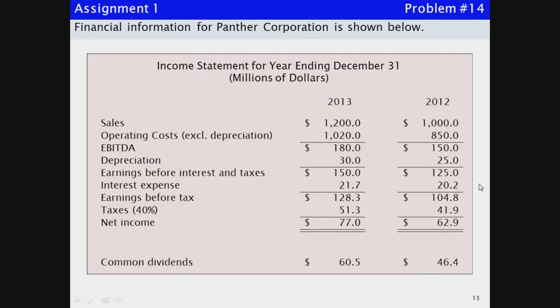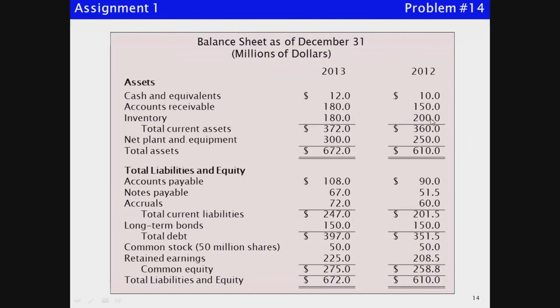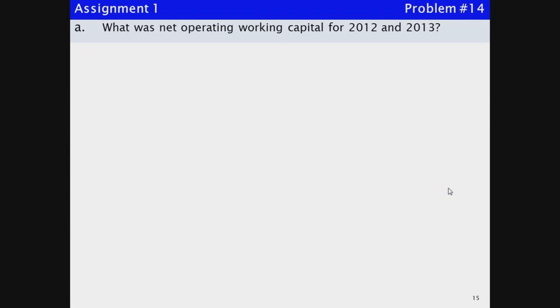Number 14. Financial information for Panther Corporation is shown below. We have everything again in millions of dollars. We have the income statement for 2012-2013, and we've got balance sheets for both years. What was net operating working capital for 2012-2013?